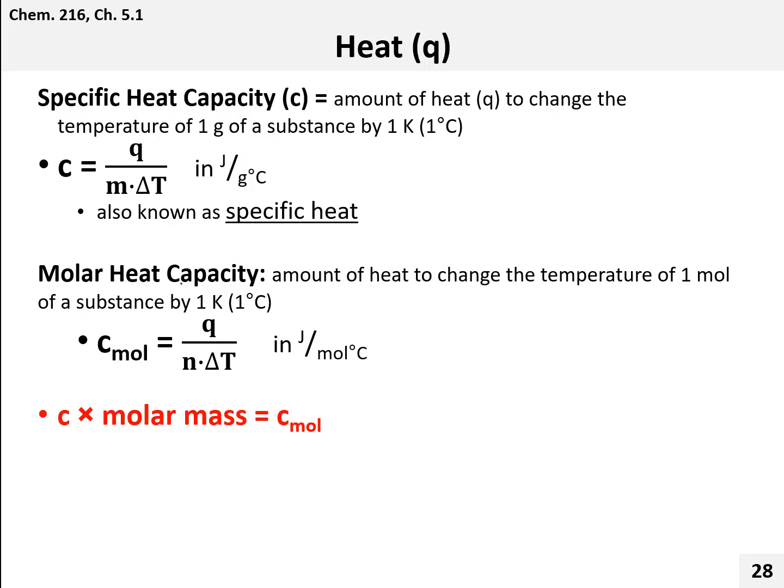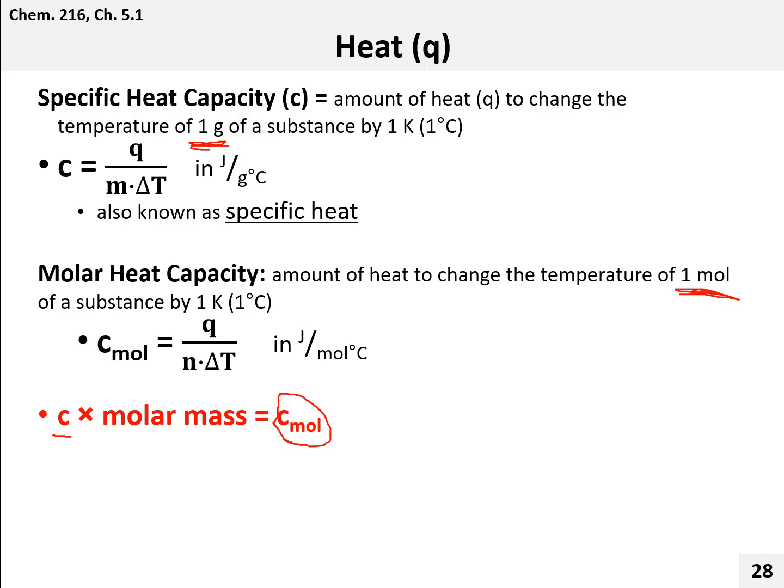Okay, so that's specific heat capacity. There's one other type of heat capacity we want to talk about, and that's something called molar heat capacity. Molar heat capacity is similar to specific heat capacity, but it's the amount of heat to change the temperature of 1 mole of a substance. Not 1 gram of a substance, but 1 mole of a substance. By the same amount of temperature, 1 Kelvin or 1 degree C. Now, you can actually find the molar heat capacity, which is C mole, by taking the specific heat capacity and multiplying by molar mass.